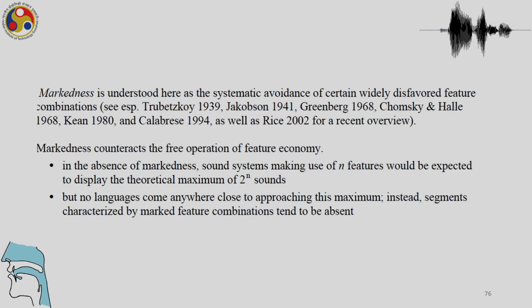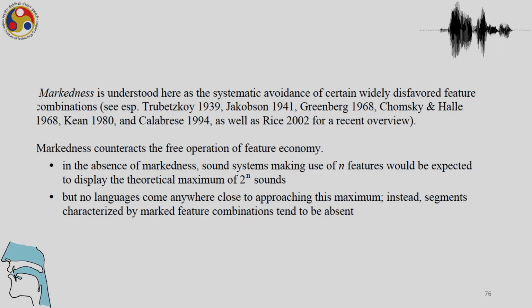So, I will conclude this lecture with a word on markedness. Markedness is understood here as the system of avoidance of certain widely disfavored feature combinations, and markedness counteracts the free operation of feature economy. So, in the absence of markedness, sound systems making use of n features would be expected to display the theoretical maximum of 2 to the power of n, because each feature can have 2 values. But no languages come anywhere close to approaching this maximum.